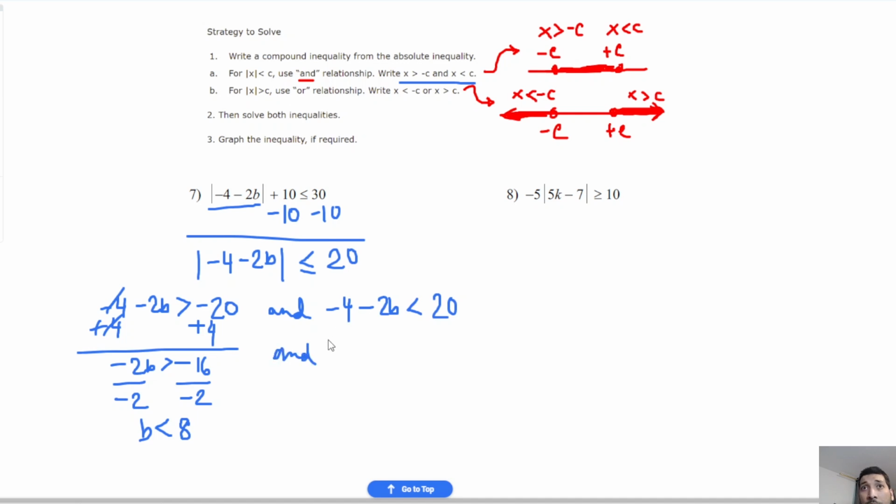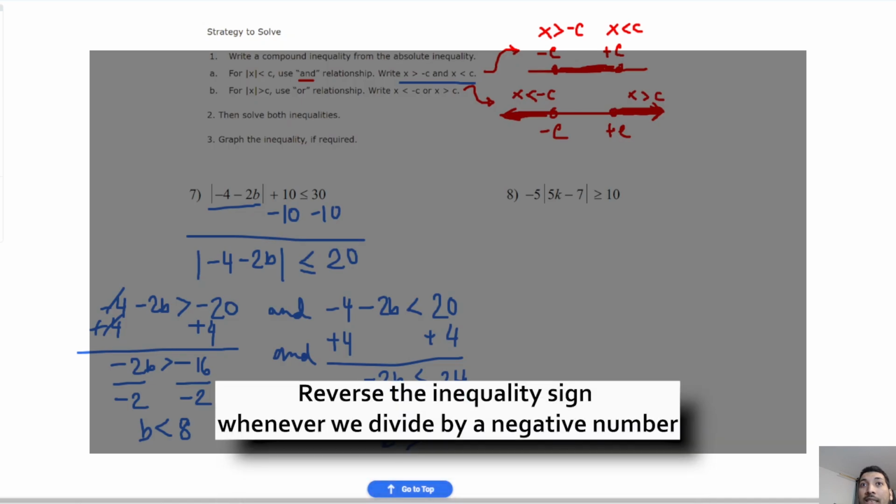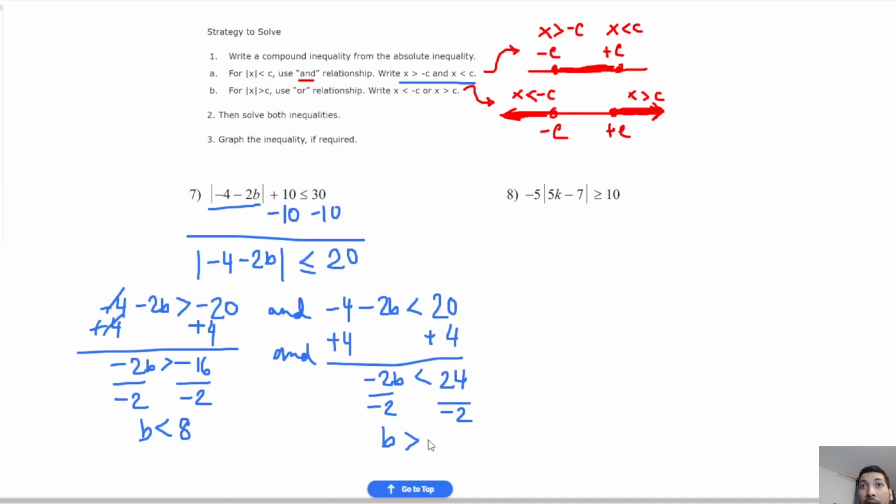And here we are adding 4 on both sides. We have -2b less than 20 plus 4, that is 24. Divide both sides by -2. We get b greater than, since we are dividing by a negative number, we need to reverse this inequality symbol. 24 over -2, that is -12.